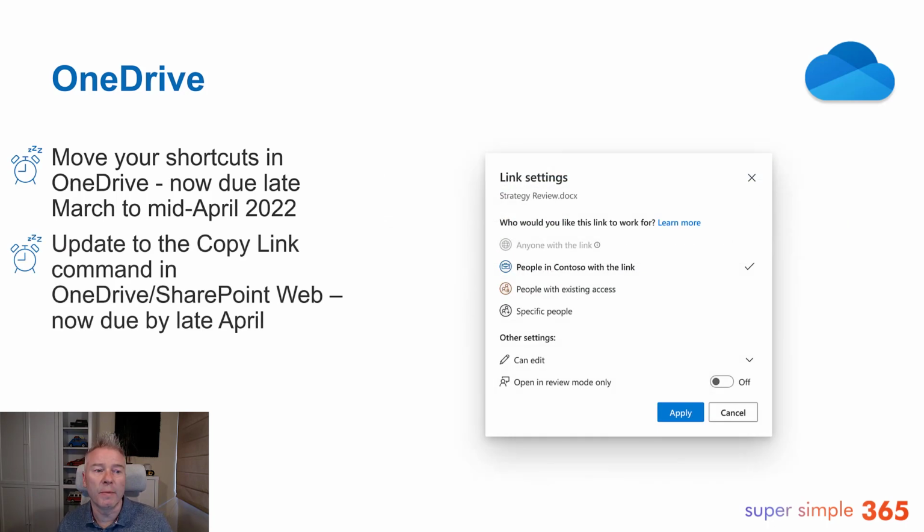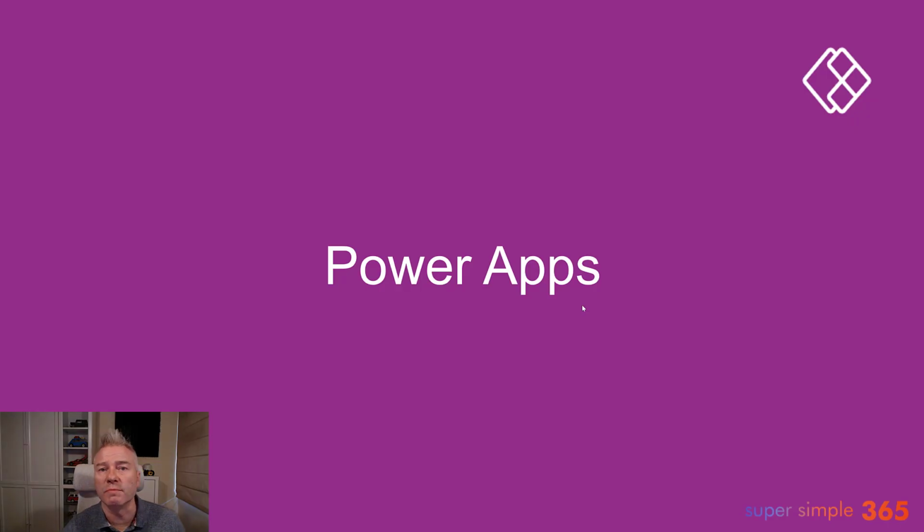This next one links to the copy link command in OneDrive and SharePoint. Instead of you having to create your link and then go into it to choose some settings, straight away when you click it, you can see here that you're going to get 'can edit' and then the options for opening. That familiar interface is coming, but it's pushed back just a little bit and should be with us by late May.